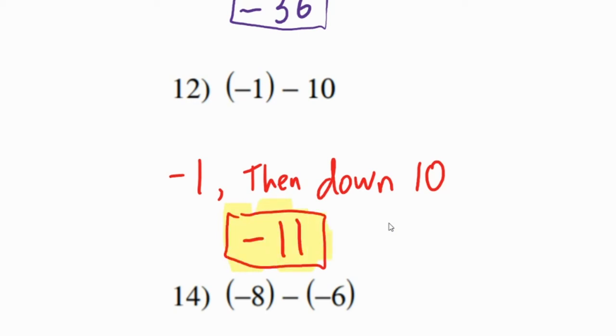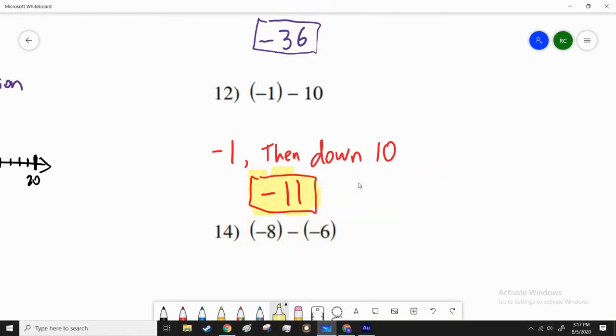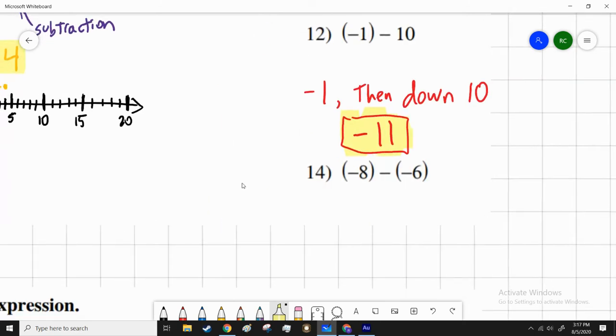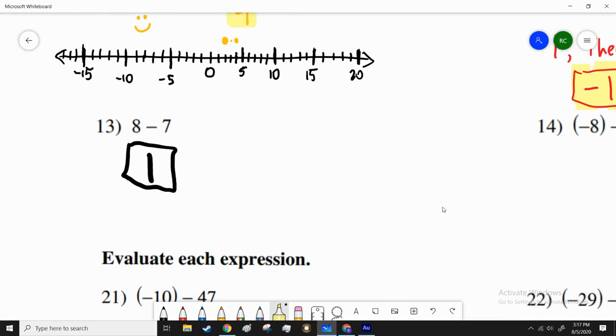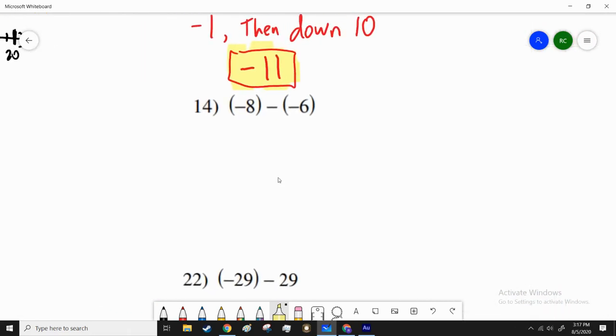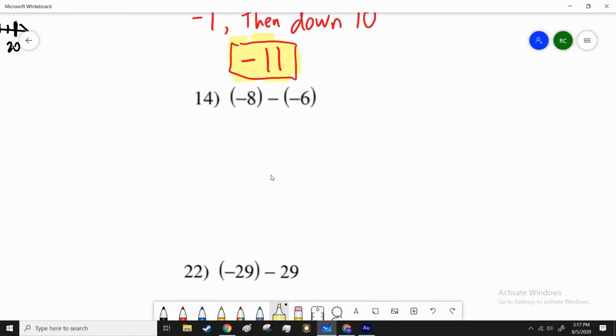Let's move on. We already did 8 minus 7. That was one of the easy ones that we started off with. So how about number 14? Negative 8 minus negative 6.